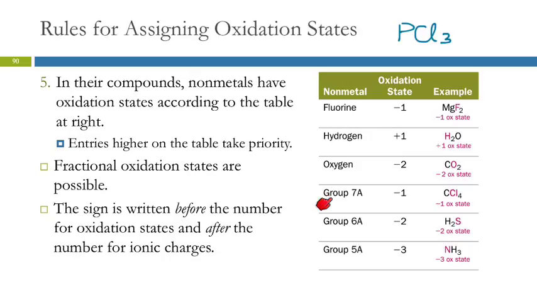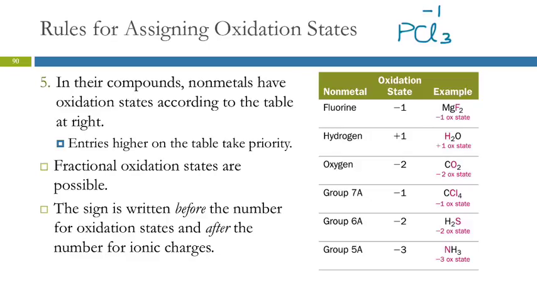Now we have to go through the parade of pointers. There we go. Okay. Group 7. Oh, chlorine's in group 7. So then chlorine gets its choice before phosphorus. Phosphorus is in group 5A. So chlorine gets what it wants. What does chlorine want? -1. So the chlorine gets -1 for its oxidation state.